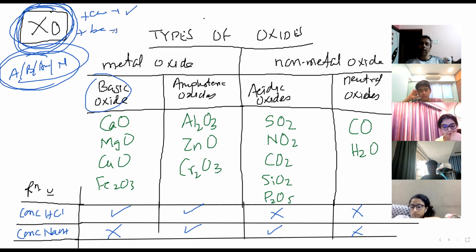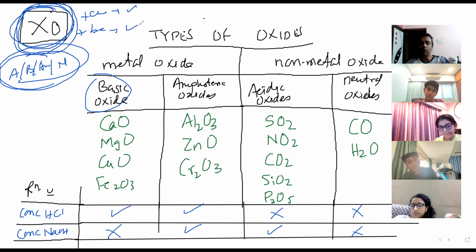Suppose it is reacting with acid but not with base: it's a basic oxide. If it's reacting with both, amphoteric. If it's not reacting with acid but reacting with base, acidic oxide. And if it's not reacting with any, neutral.